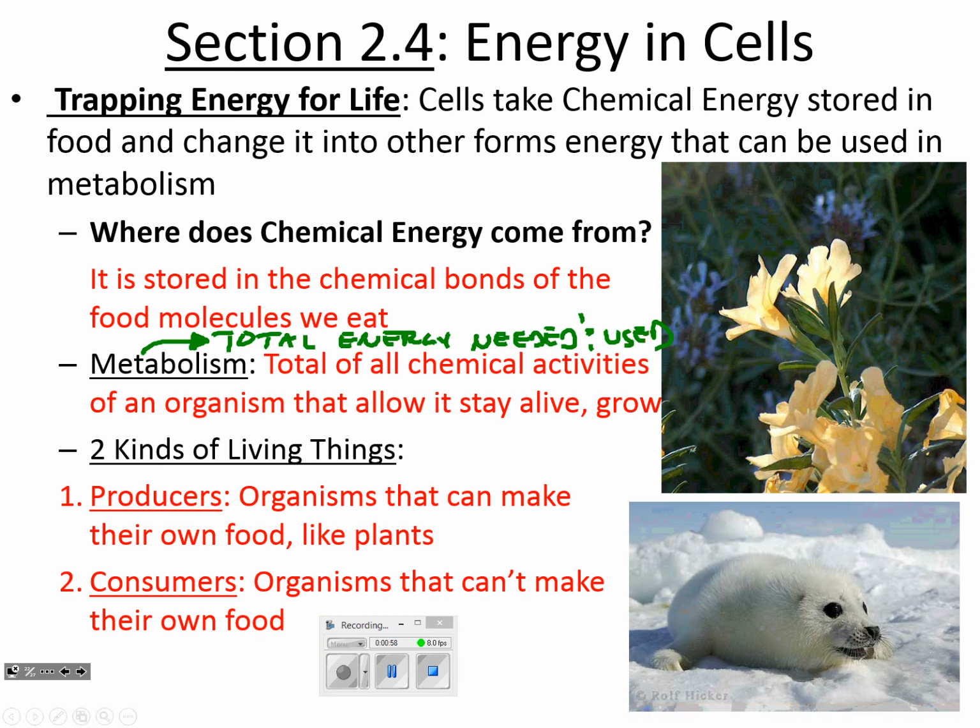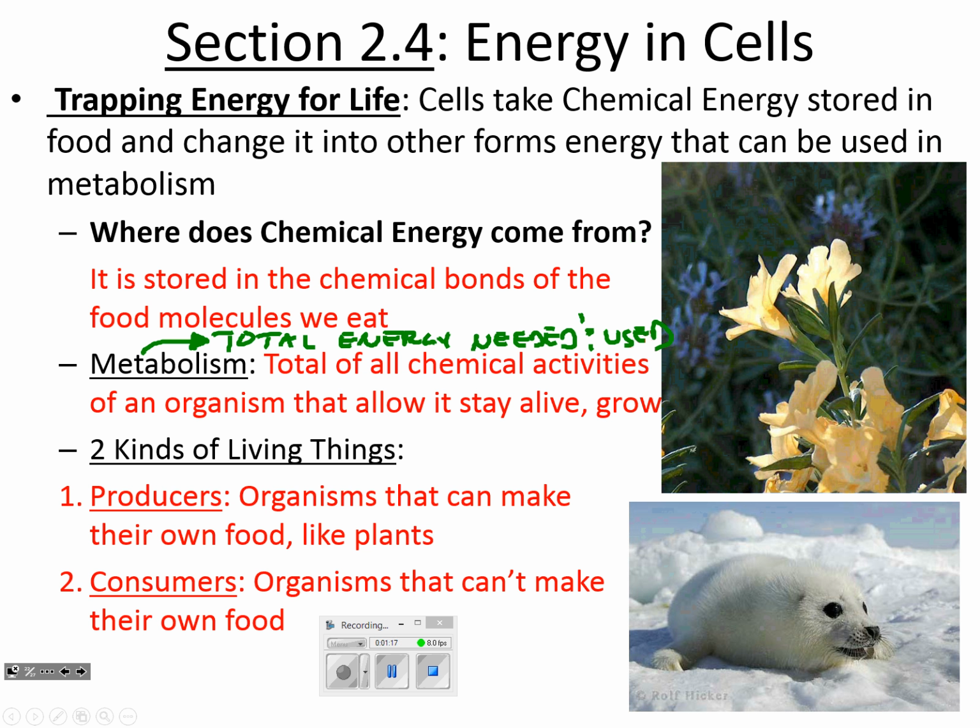We get the energy from the food that we eat directly. And then producers, like plants, actually make their own food. Okay, they make their food from the sun and from the things in their surroundings. They use sunlight, carbon dioxide, and water for that process.